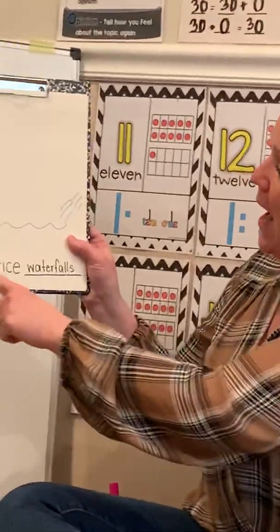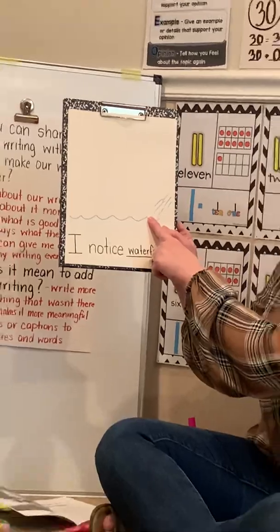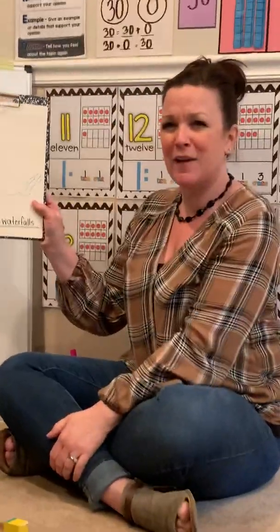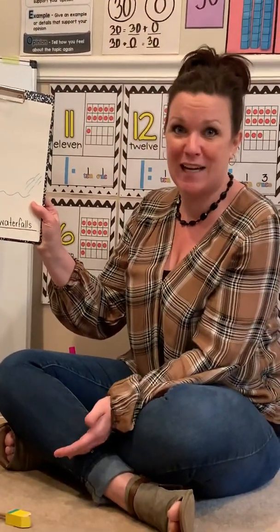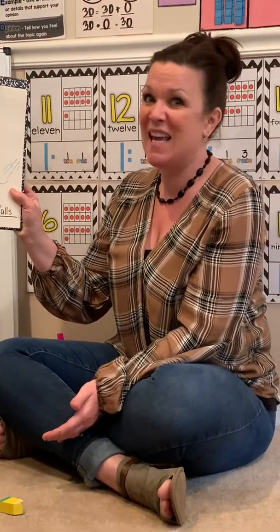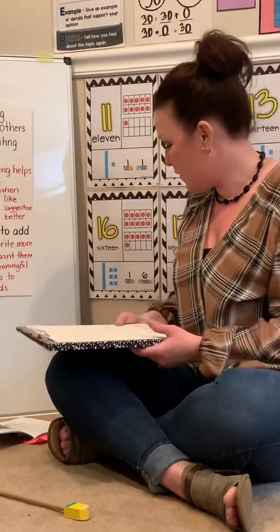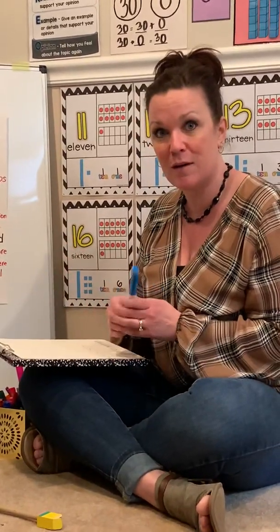I wrote, I notice waterfalls. And I did do some water and I did do some falls. But does that really capture the gigantic waterfalls in our text from South America? It doesn't. And frankly, that looks pretty boring. So if I wanted to improve my writing here, what could I do?